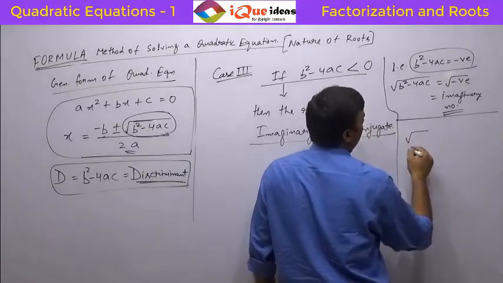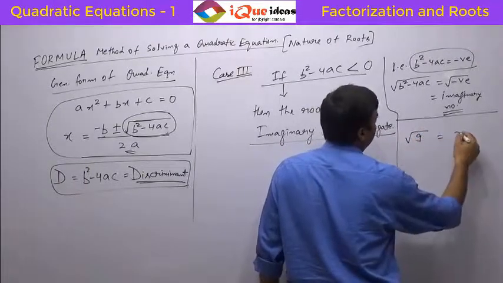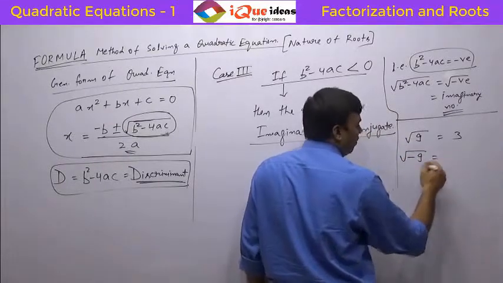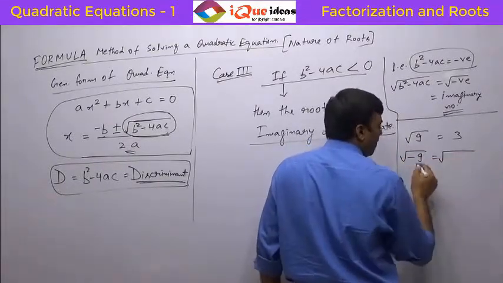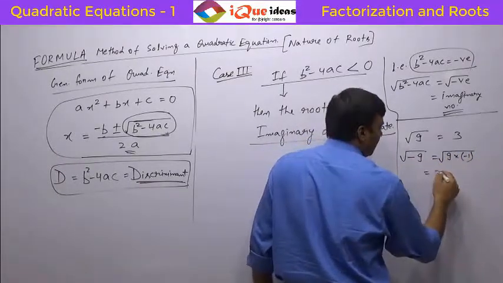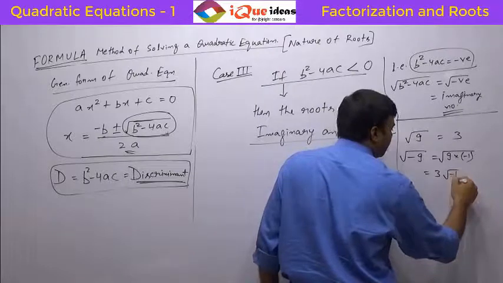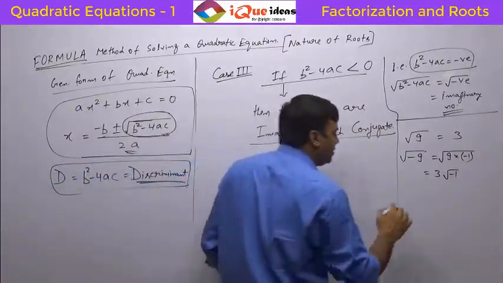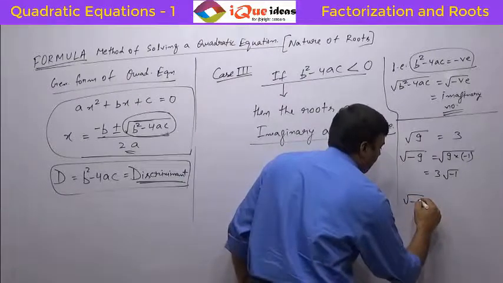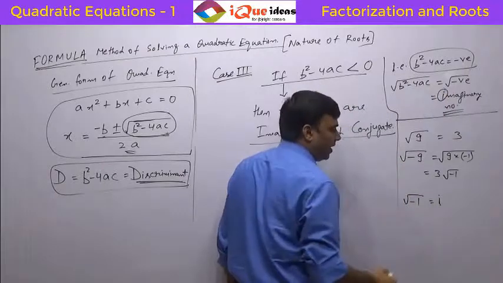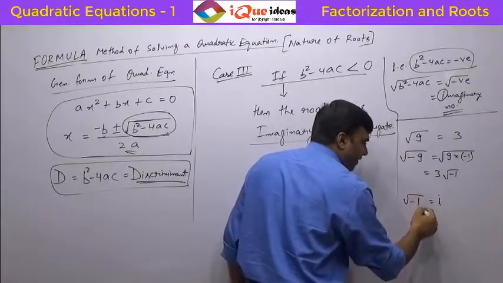Suppose we have square root of 9. We know it is 3. But if we have square root of minus 9, what can we do? We can write it as square root of 9 into minus 1. Now square root of 9 can come out as 3. Square root of minus 1, nothing can be done about this. So we assume that root of minus 1 is i. i stands for the first letter of the word imaginary. So root of minus 1 is i.